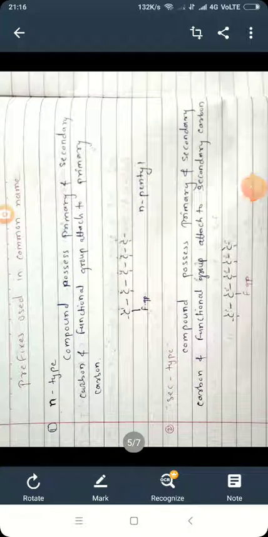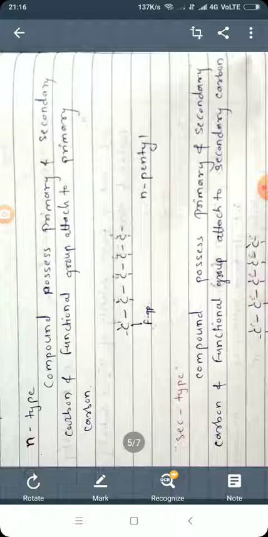Okay, next, prefixes used in a common name. These are the many general types. In the many examples, we use n, secondary, iso, neo, and tertiary. So first, n type. See, this small n: n-hexane, n-pentane, like this. The compound which possesses primary and secondary carbon in a structure and the functional group attached to primary carbon is called n-type.